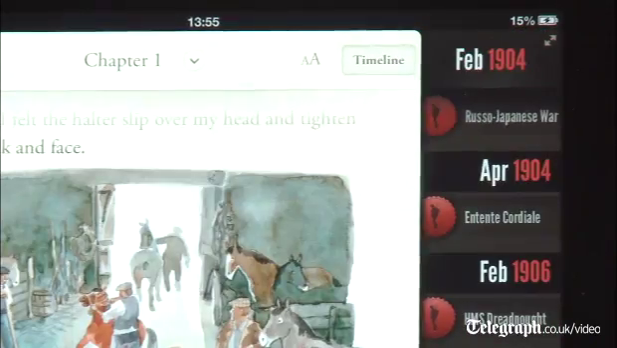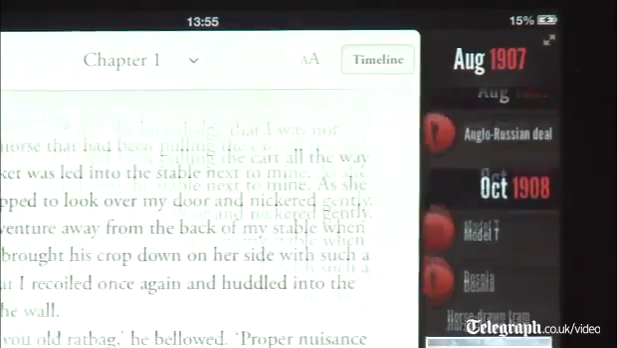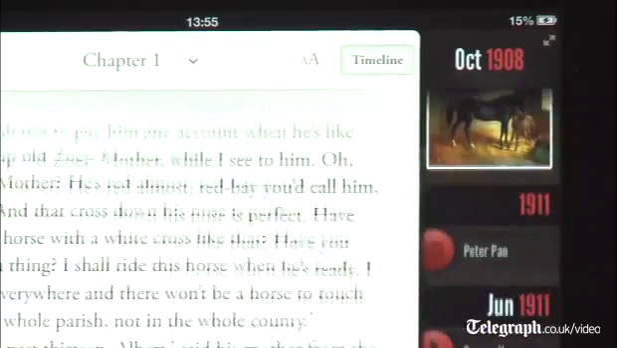We have a timeline, which is down the side of every page of the text. You can press the timeline, and what it does is this.